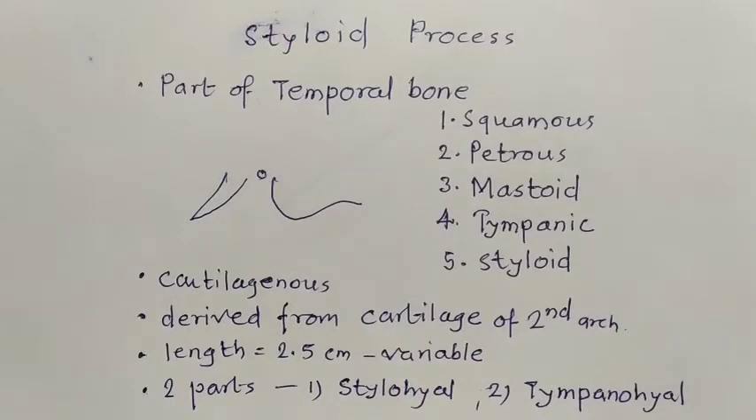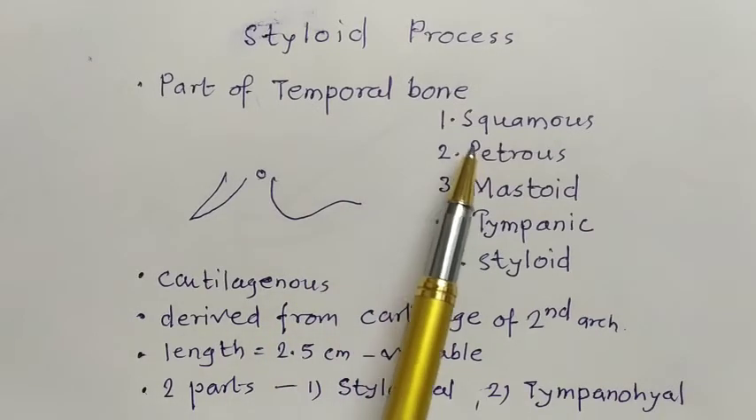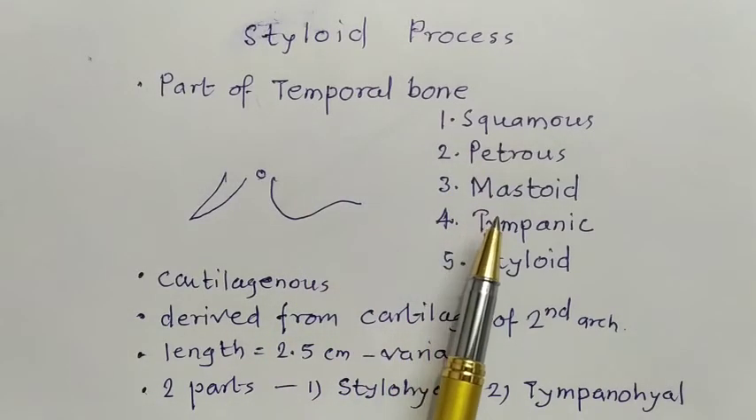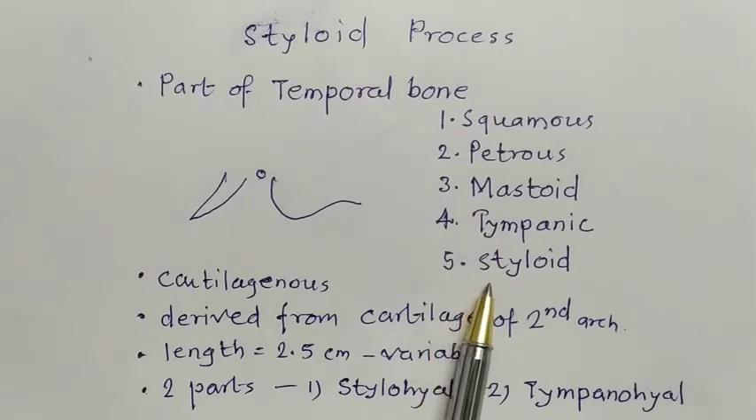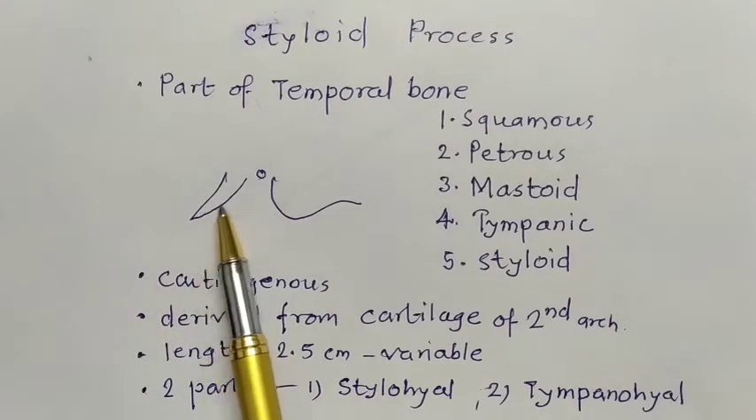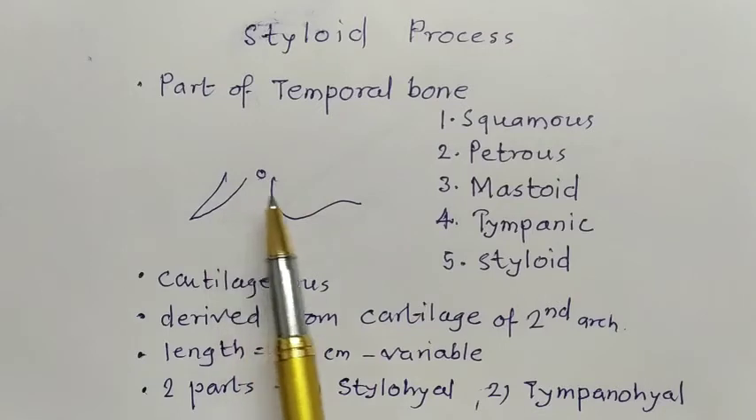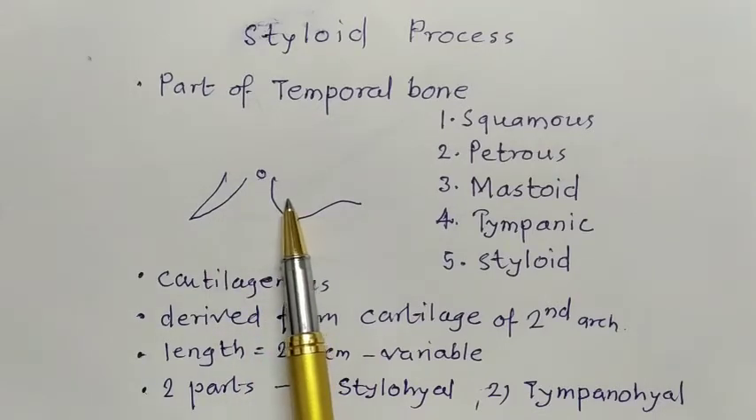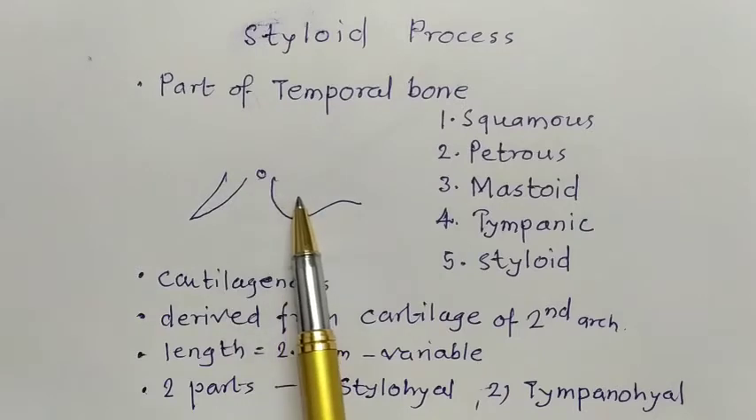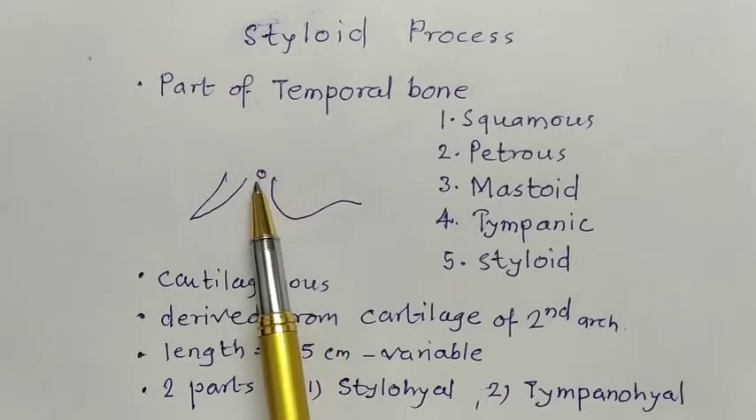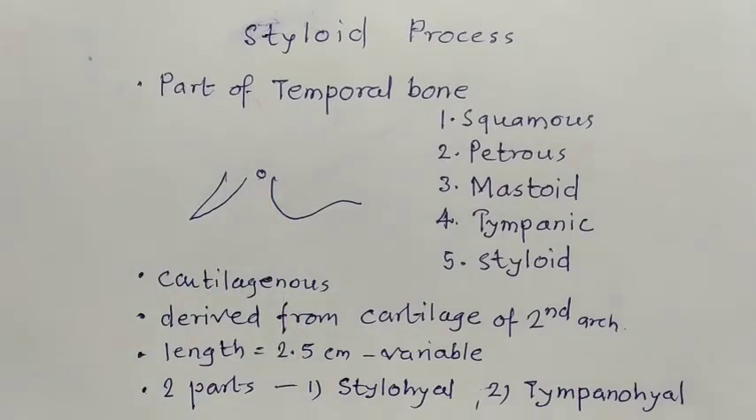This styloid process is a part of temporal bone. Temporal bone consists of 5 parts: the squamous part, petrous part, mastoid part, tympanic part and the styloid part. Styloid part means the styloid process. Behind it there lies the mastoid process, and between the styloid process and the mastoid process lies the stylomastoid foramen. The facial nerve comes out from the stylomastoid foramen.